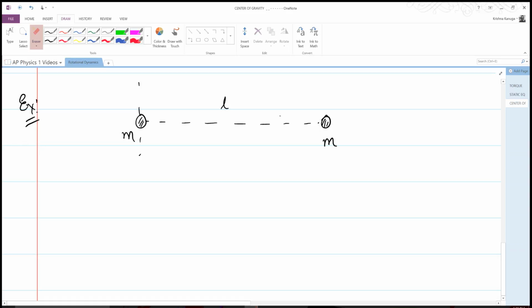Okay, so in this video, we're going to calculate the center of gravity or the center of mass for this simple system. We have two objects of mass m each, and we're going to find where the center of gravity is for this object. Obviously, just by looking at it, since the masses are equal, you know that the center of gravity is going to be right somewhere in the middle.